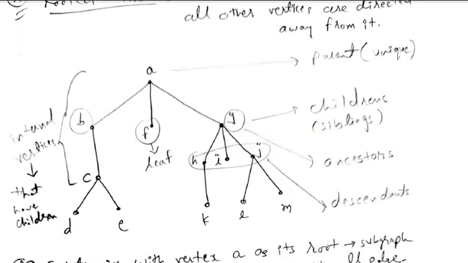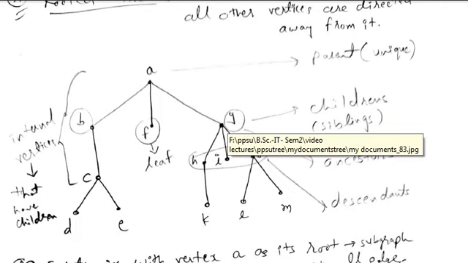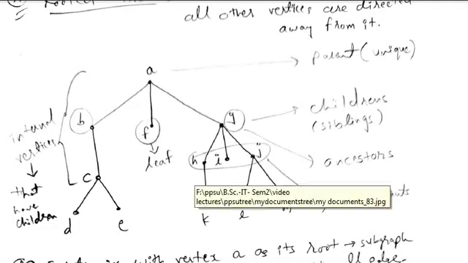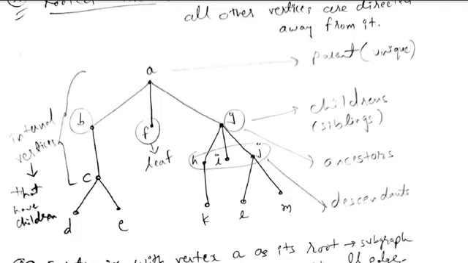Then B's child is C. C's children are D and E. F doesn't have any children. G's children are H, I, J. H's child is K. I doesn't have any child. J's children are L and M. So these are the parent-child relations in a family tree, and you have to remember these words.